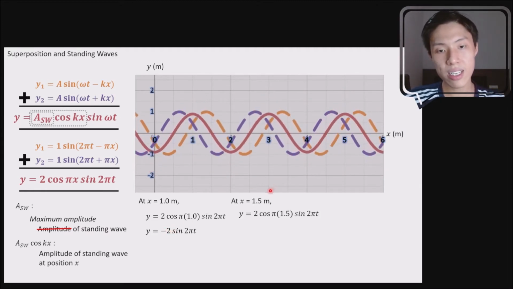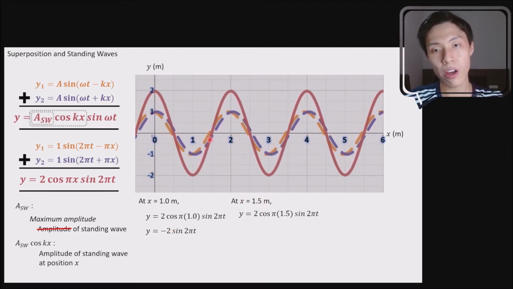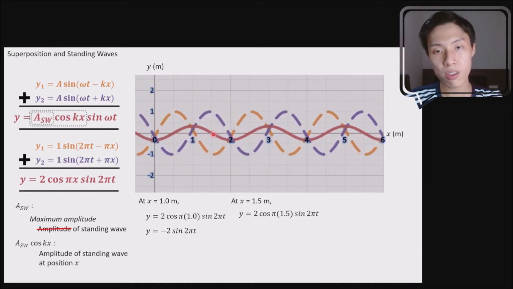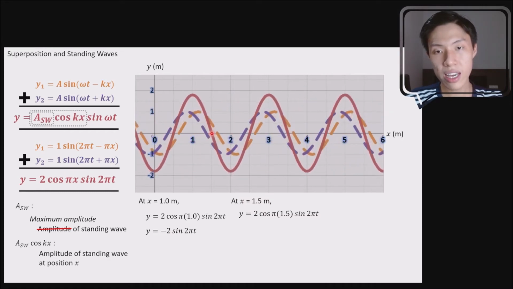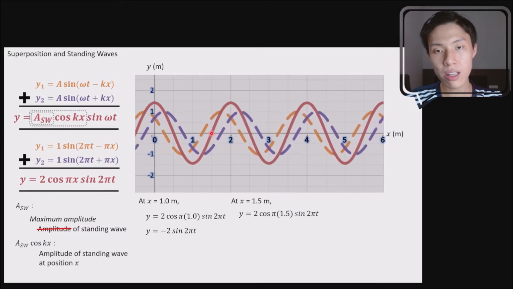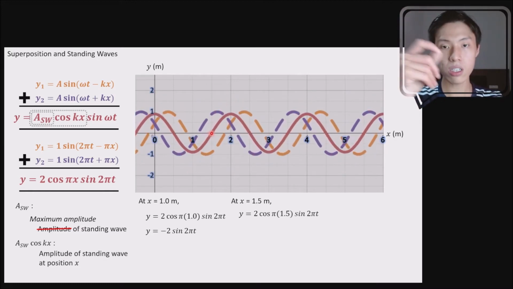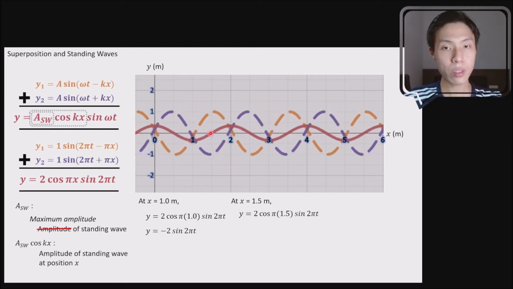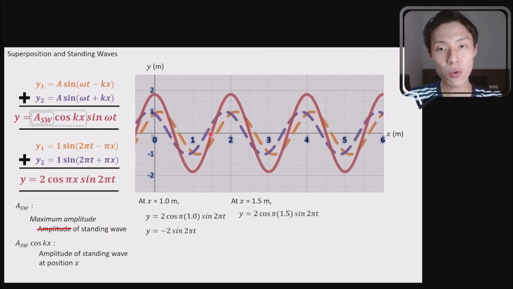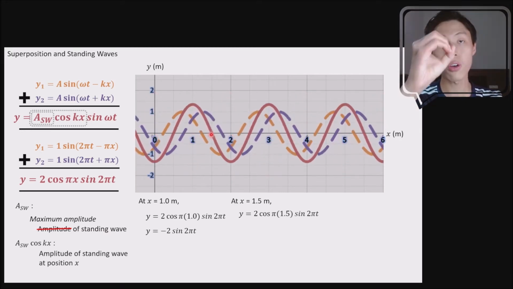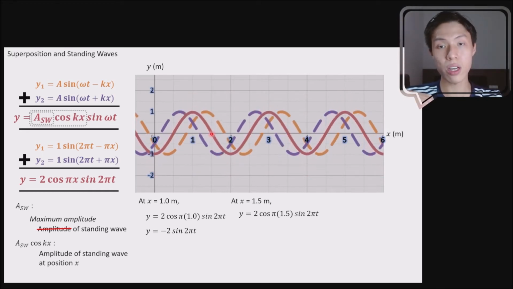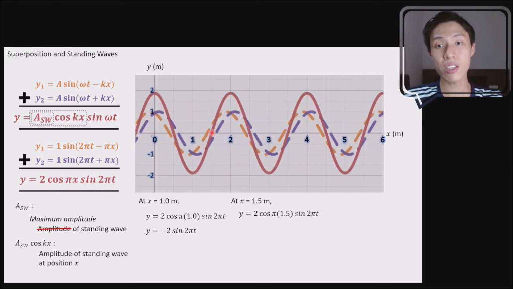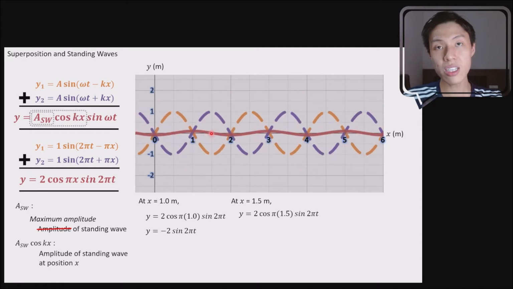Okay, next example, we have x equals 1.5. So x equals 1.5 is over here. You can see that at this point, it doesn't go up or go down. It always remains at y equals 0. So you should expect that the amplitude at this position should be 0, because it never goes up and never goes down. The maximum displacement that you can achieve at this position is 0.